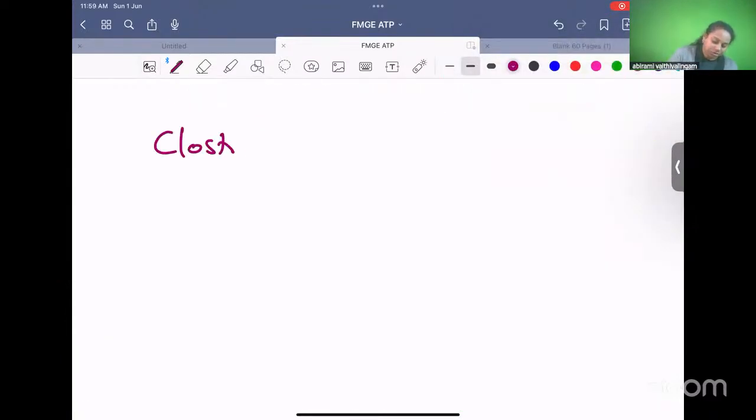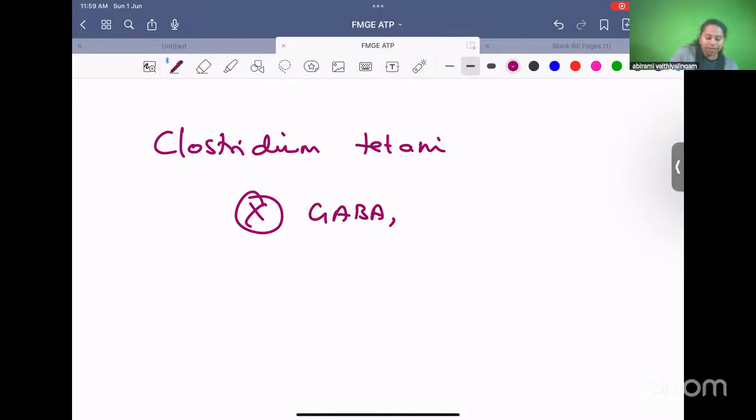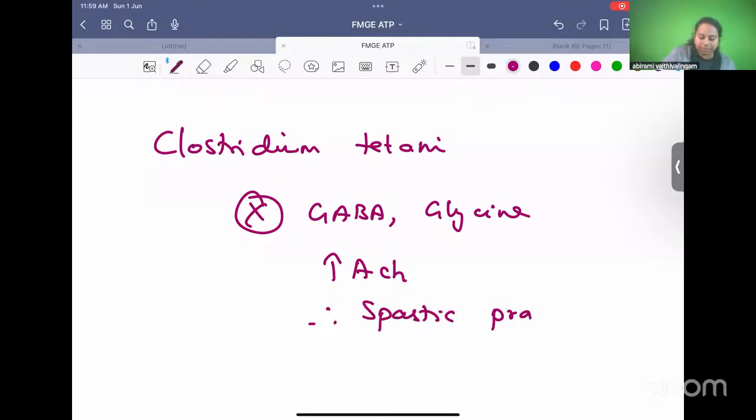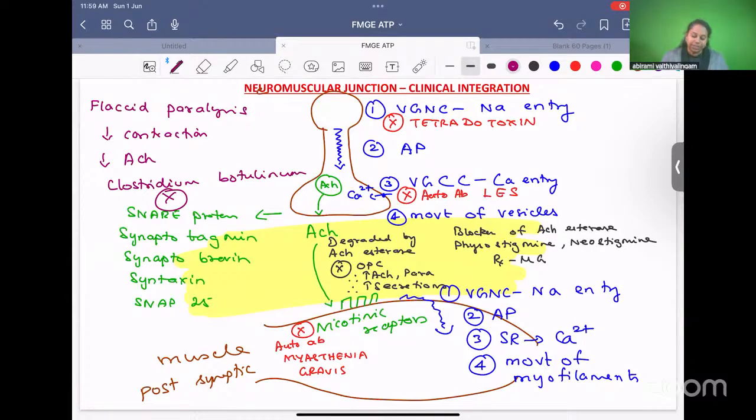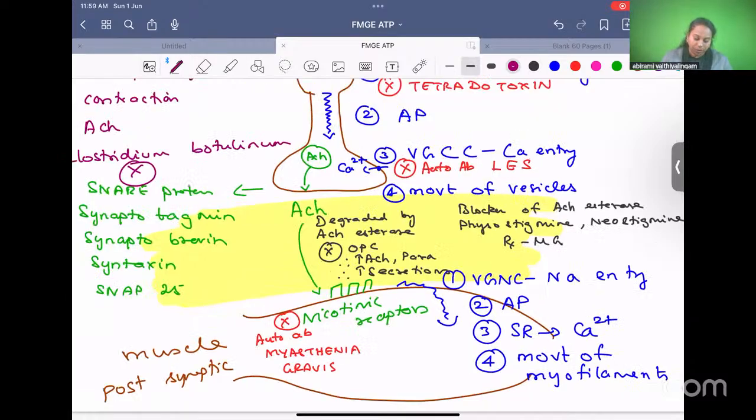So that is Clostridium tetani. It is a blocker of GABA and glycine, which are inhibitory neurotransmitters. If you block the inhibitory neurotransmitter, without inhibition, acetylcholine increases, more contraction results in spastic paralysis. So Clostridium botulinum causes flaccid paralysis, Clostridium tetani causes spastic paralysis. Don't confuse both. These are all the clinical importance related to the neuromuscular junction.